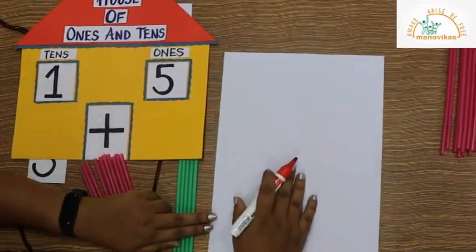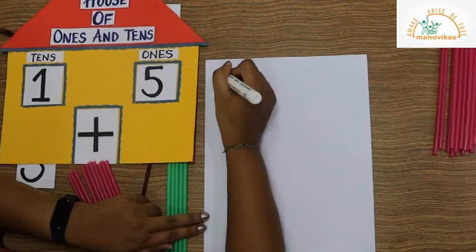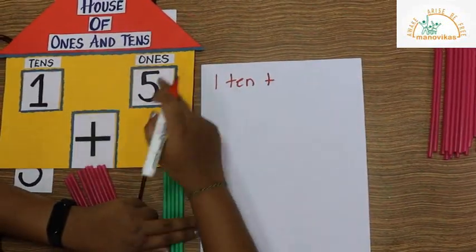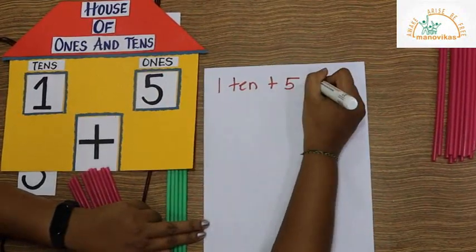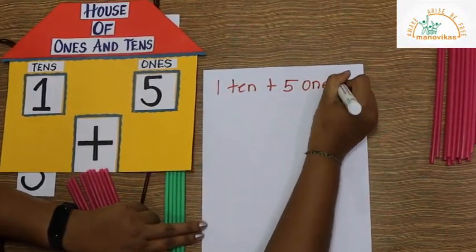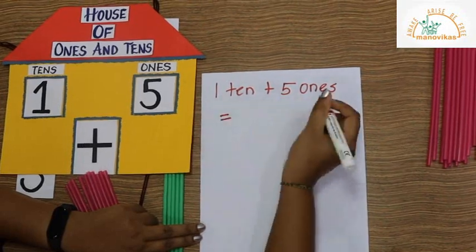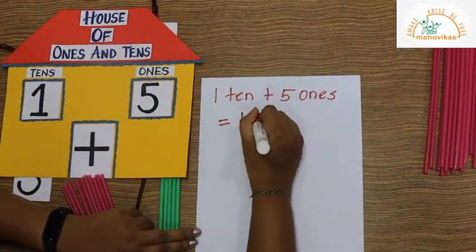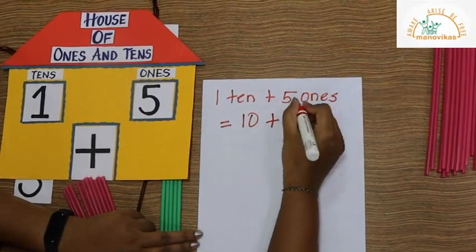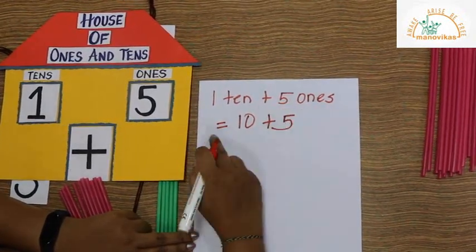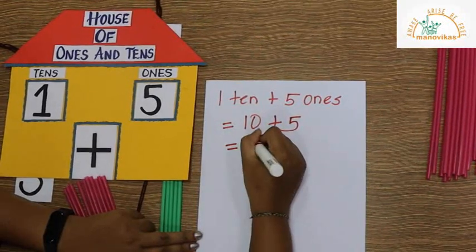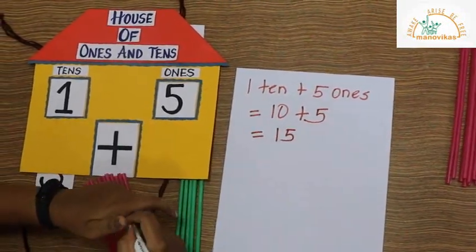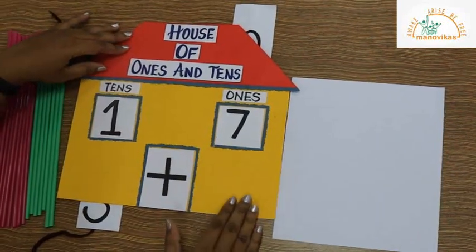So when we have 1 in the tens place, that is 1 ten, which is 10, plus 5 ones will give us the number 15. 1 ten will be 10, plus 5 ones will give you 5. So the number that we have is 15. So that was about the number 15.